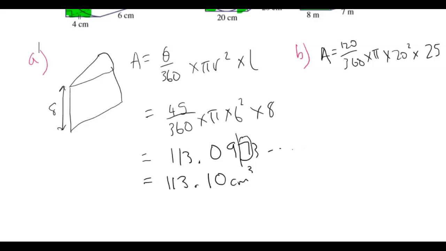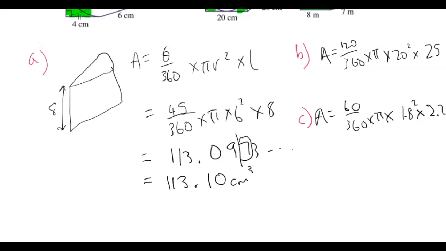Question C is also quite similar, so I'm just going to write the formula for that. So we've got 60 over 360 times pi times your radius, which is 1.8. Now you do need to get your radius correct, and 2.2 for the height of your cake.